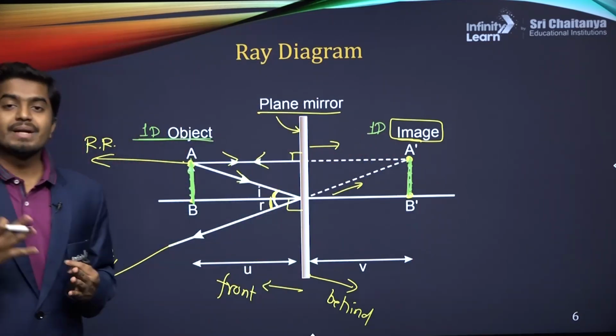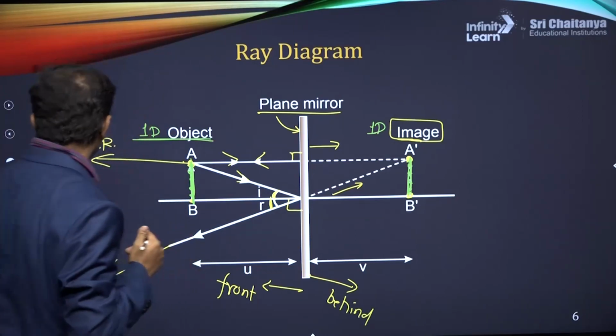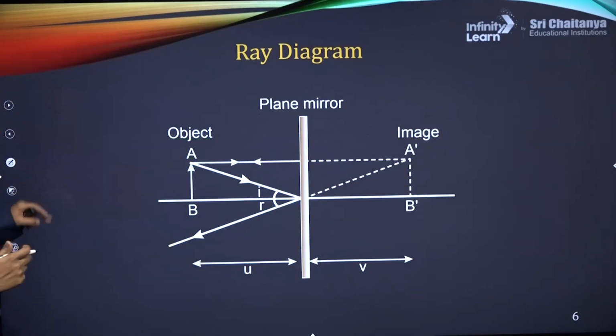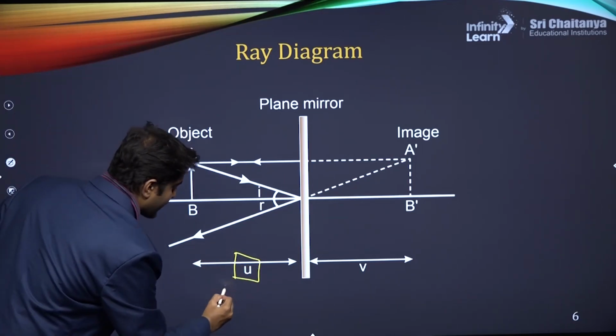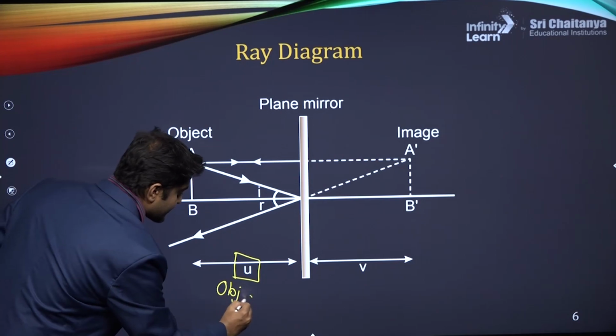So there are certain properties we can understand here. The first property is: this u is called the object distance.